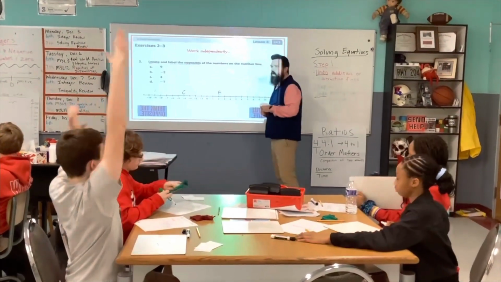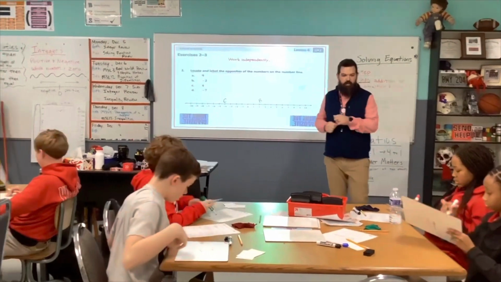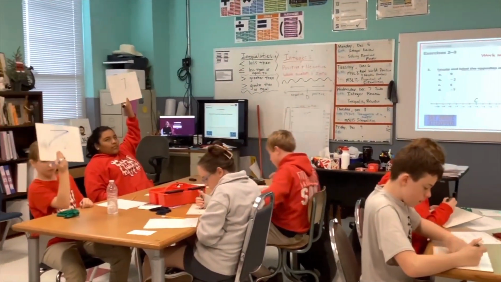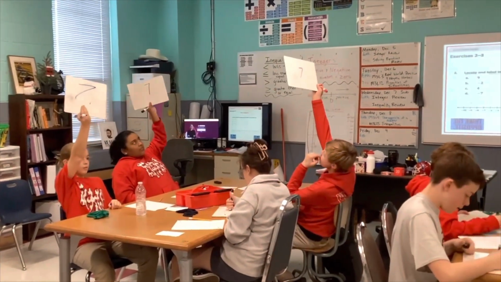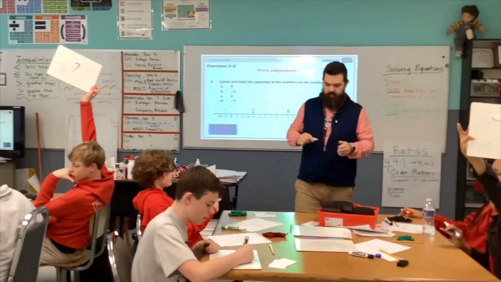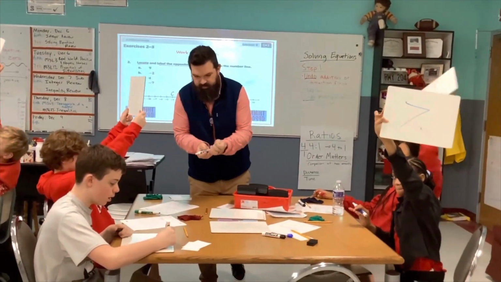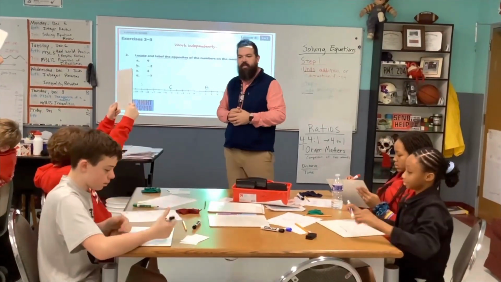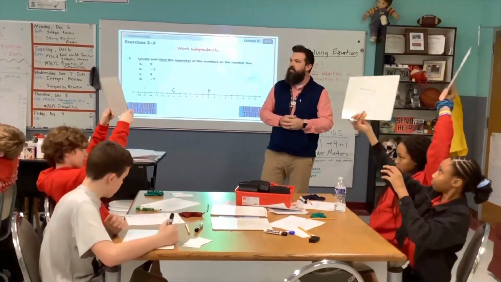All right, last one. Opposite of -7. Write it on your board. Opposite of -7. What's the opposite of -6? Negative 7.